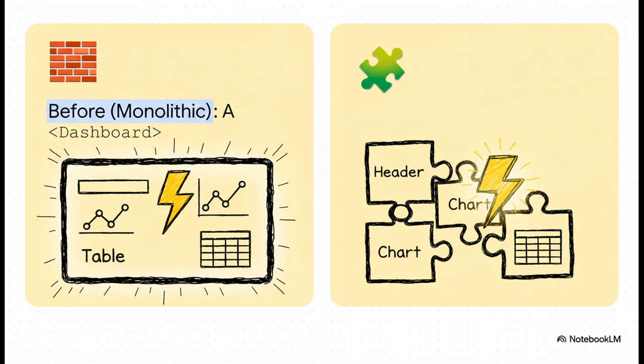I mean, look at this dashboard example. Before, it's all just one giant dashboard component. So if the data for the chart updates, guess what? The header, the stats, and the table all have to re-render too, even though they don't care about the chart data. But by splitting them into smaller, self-contained pieces, we can make sure that an update to the chart only re-renders the chart. It's so much smarter.